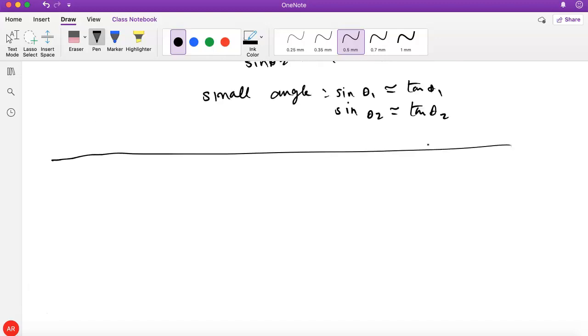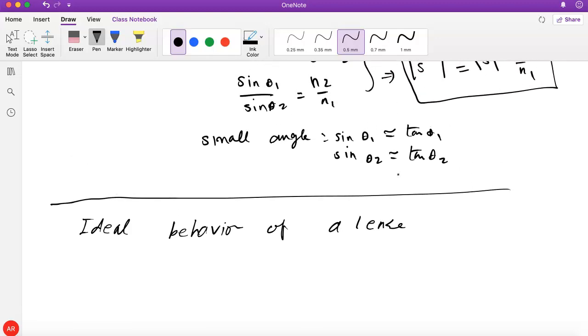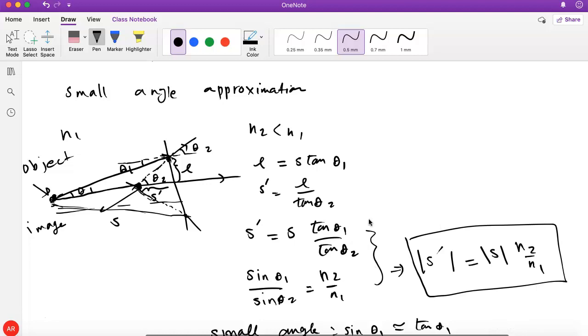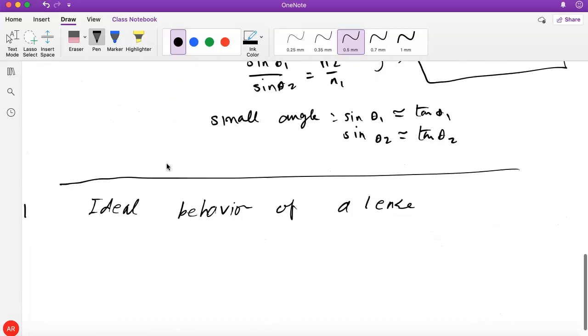So let's first discuss the ideal behavior of a lens. When we were talking about refraction across a flat interface, we had some exact expression that was kind of complicated, but in the limit of small angles, we found this very simple expression which implied that the image of a point object is a sharp point. It becomes independent of the angle where the image is formed. All these rays that are refracted seem to originate from one point.